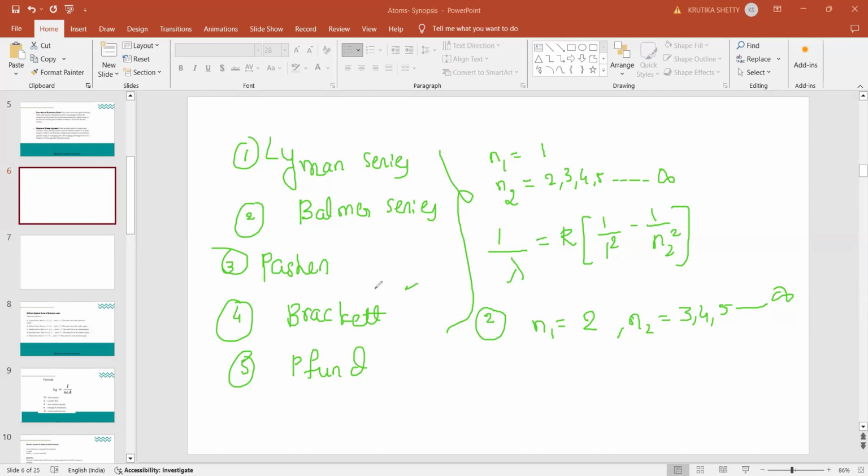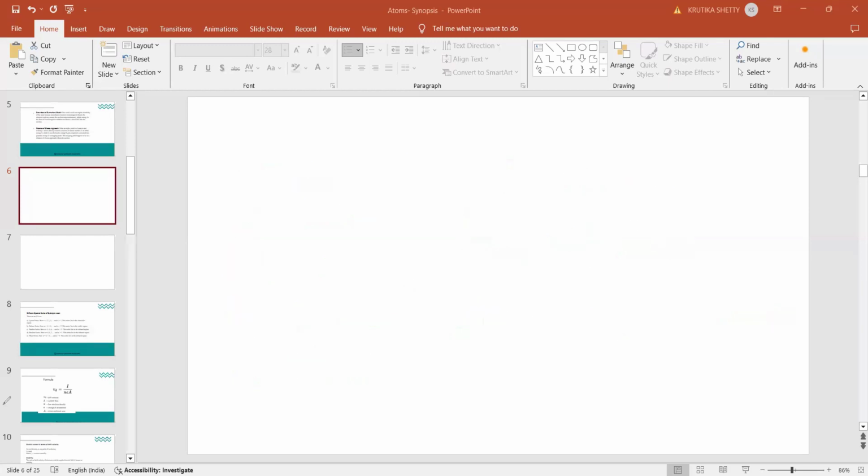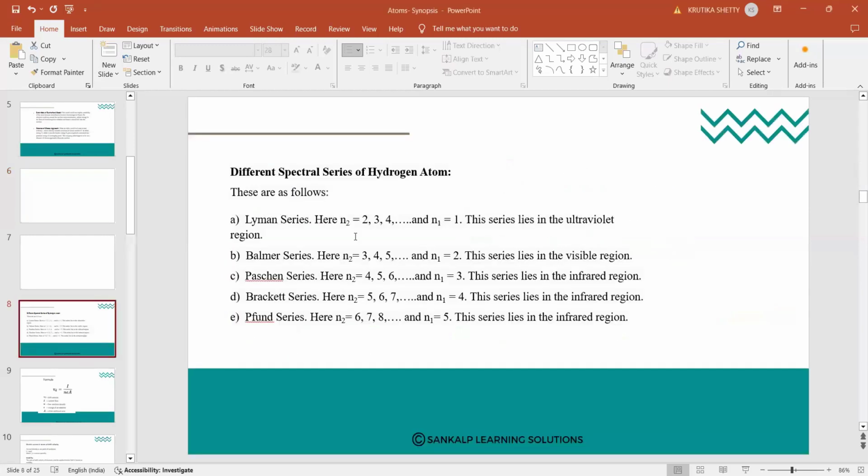Similarly for the Paschen series, all the series we will write in one box. Yes, here you can see, students. For the Lyman series, n1 is equal to 1, n2 is equal to 2, 3, 4 up to infinity. For the Balmer series, n1 is equal to 2, n2 is equal to 3, 4, 5 and so on. For the Paschen series, n1 is equal to 3 and the higher values will be 4, 5, 6, and so on. Then the Brackett series and Pfund series.